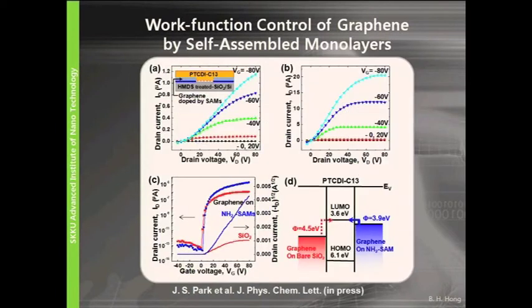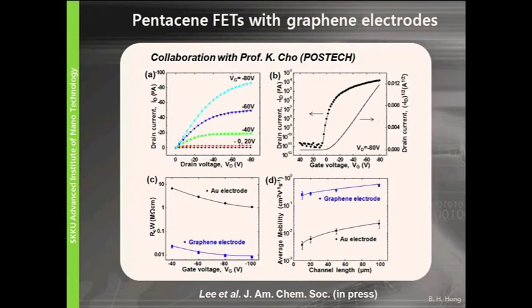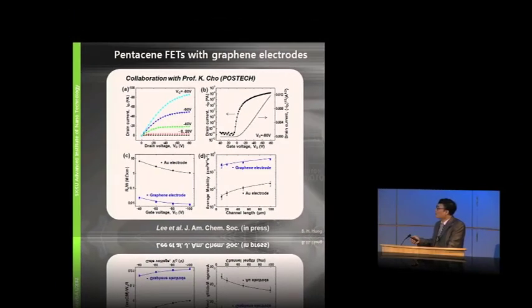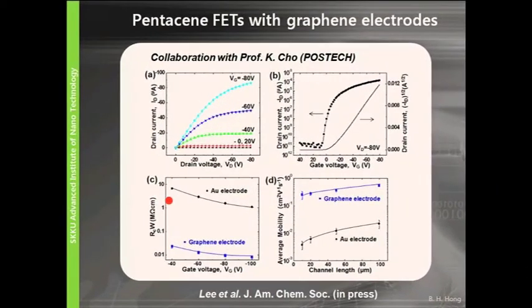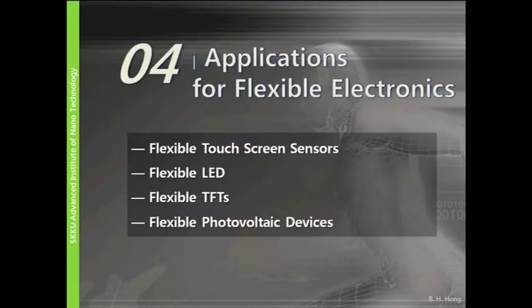So using this method, we selectively tune the work functions of graphene from this red color to blue color, and then the FET performance can be enhanced, so we can get better mobility and better performance by tuning these work functions of graphene. So graphene is particularly important for the organic devices. So we have used graphene as the source and drain electrode for pentacene FETs. As you see here, we can get 100 times smaller contact resistance and more than 10 times higher mobility by using graphene electrodes for the pentacene FETs.